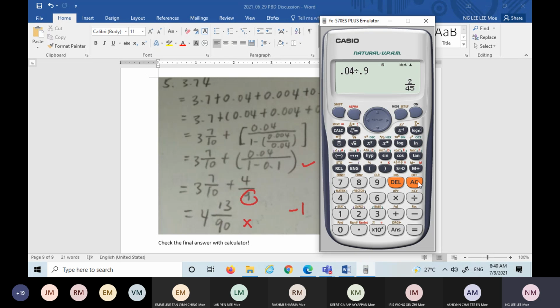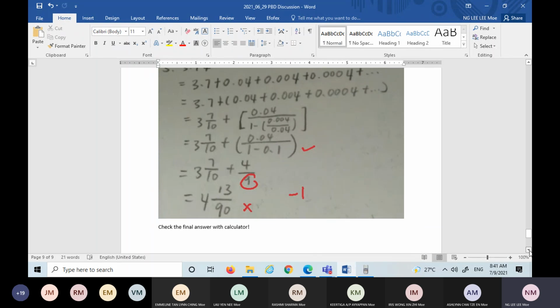Same thing, check the final answer and see. Some more, this is so obvious, my dear. This is 3.74, this is 4 point something. How come you didn't realize? This one definitely is wrong.